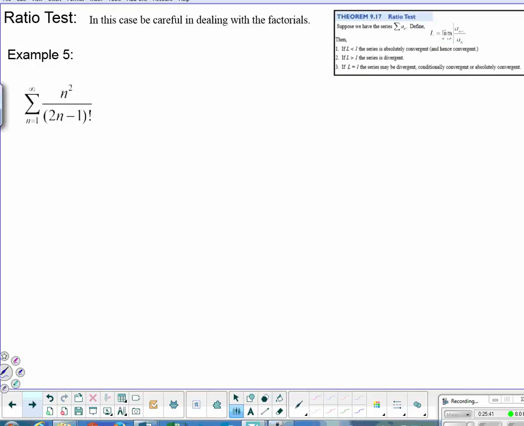Alrighty, we are now up to 25 minutes, and I think that is a great place to stop. This last one does turn out to be absolutely convergent. If you want to see my notes in class, you could definitely pick up my notes and test it out. But I think by now you probably got the flow of this.